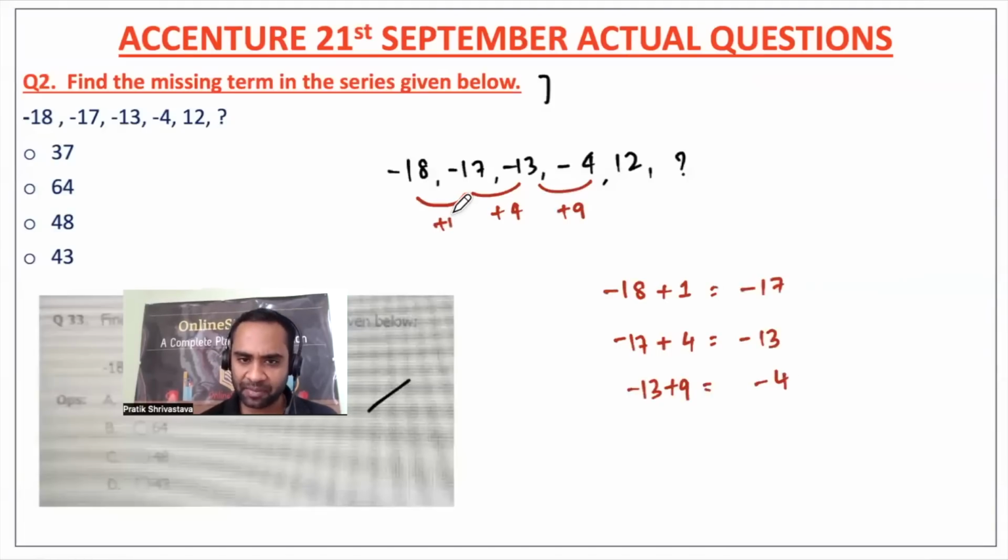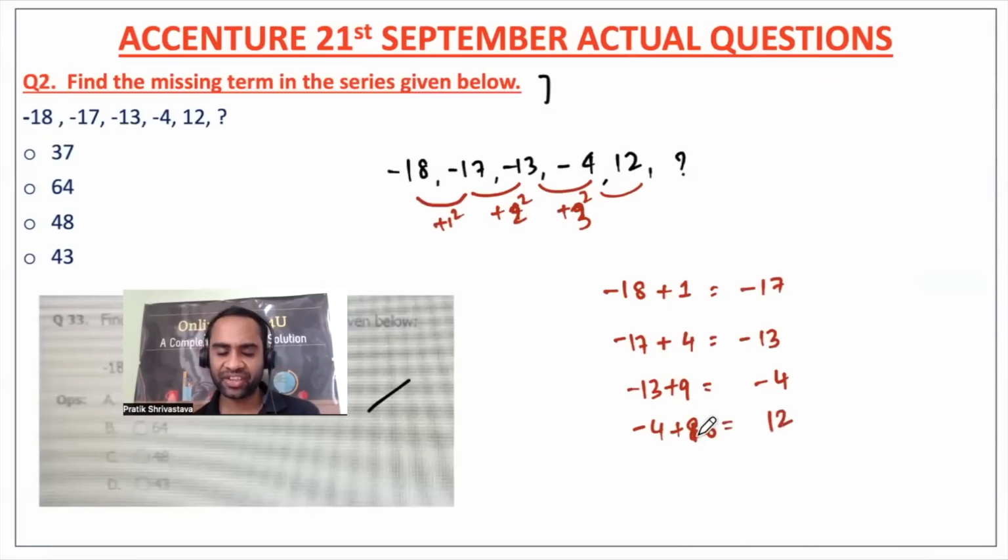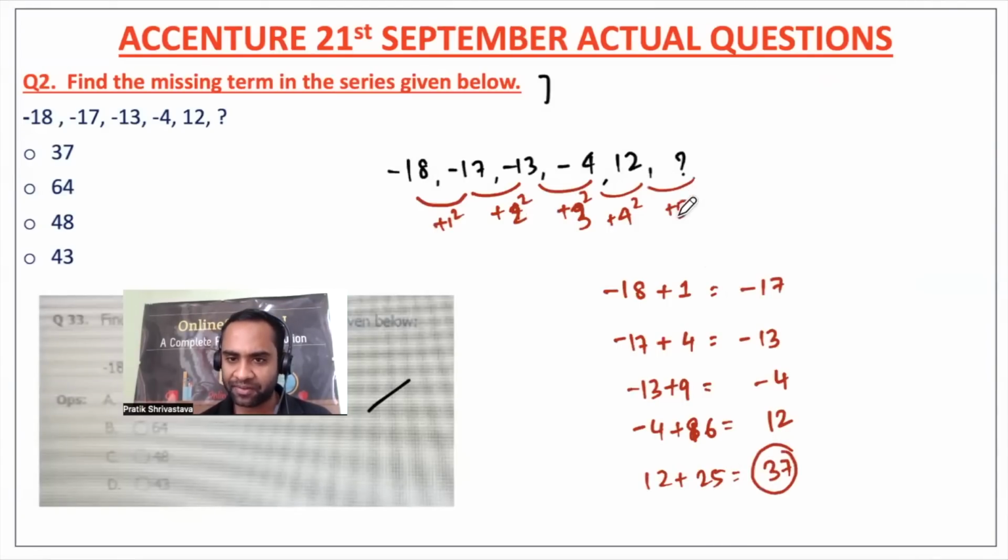So what is happening? It is plus 1 square, plus 2 square, and 9 is plus 3 square. And next, minus 4 plus 16 will be what? It will be 12, right? 16 minus 4 is 12. That means here it is nothing but plus 4 square. So the next logic will be plus 5 square, and 12 plus 25 is 37. So the next will be nothing but plus 5 square, so 12 plus 5 square will be 37. That means option A will be the correct answer.